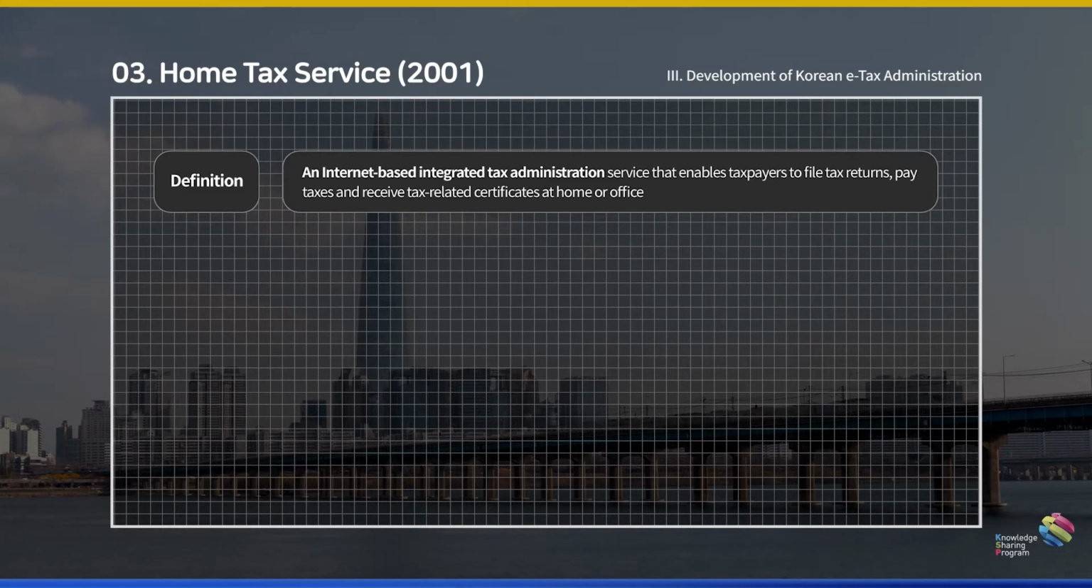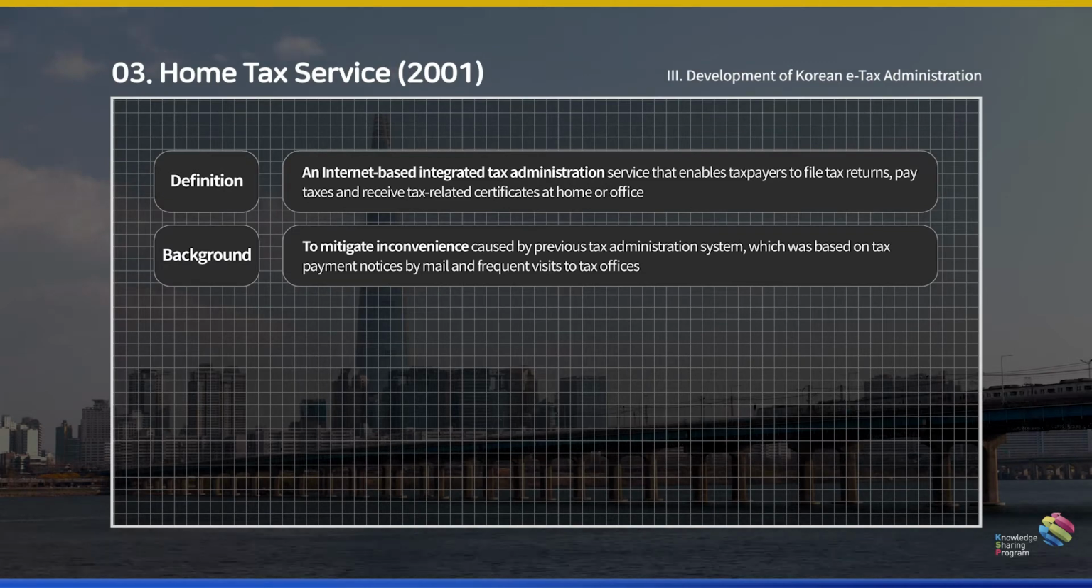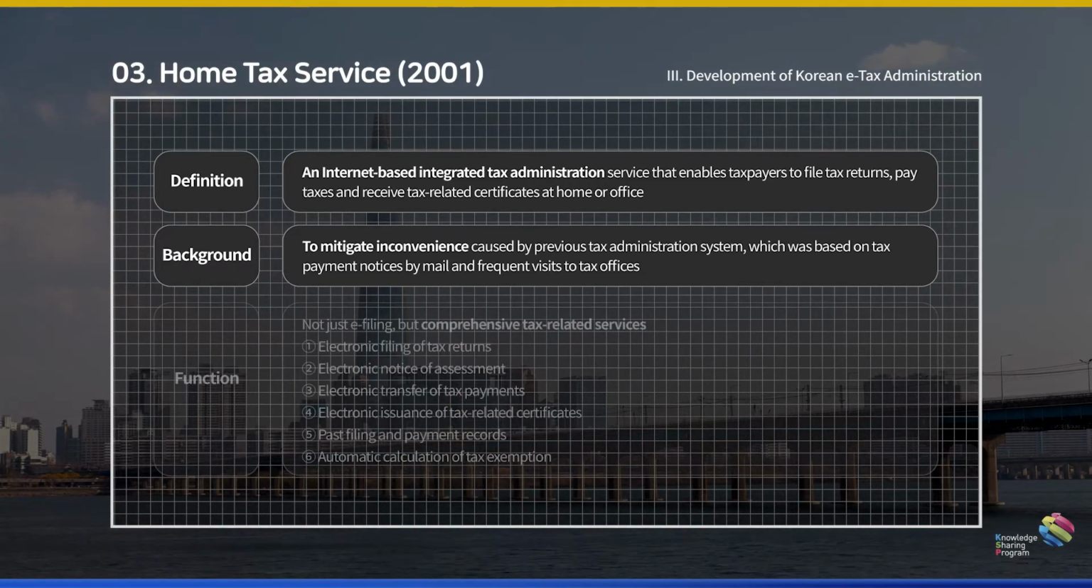In 2001, an internet-based integrated tax administration service called the Home Tax Service was established. Ever since, the Home Tax Service has enabled taxpayers to file tax returns, pay taxes, and receive tax-related certificates at their home or office. The effort to develop such a system was initiated to mitigate inconveniences caused by the previous tax administration system, which was based on tax payment notices by mail or in-person visits to tax offices.